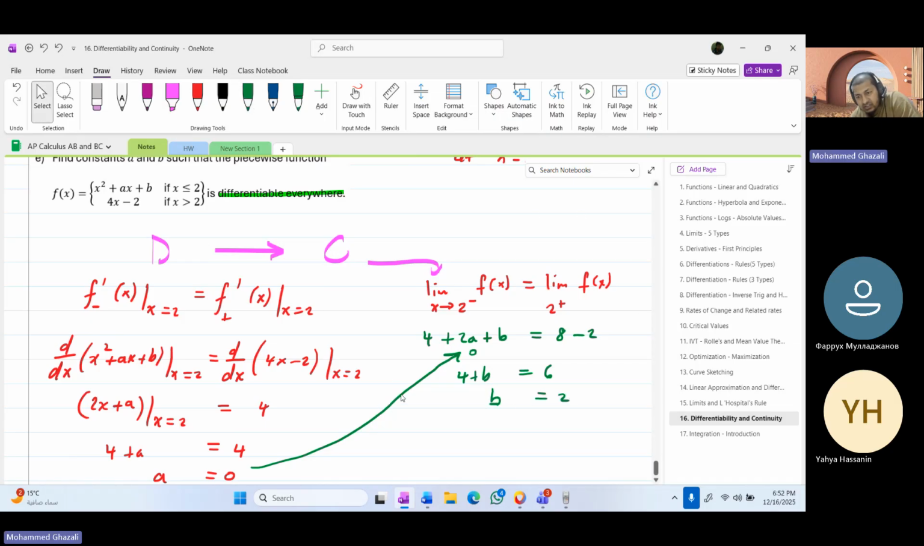Right, and this brings us to the end of our differentiability and continuity session. I hope you understood everything.